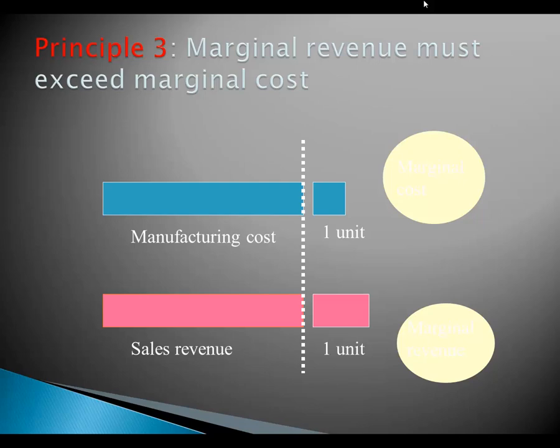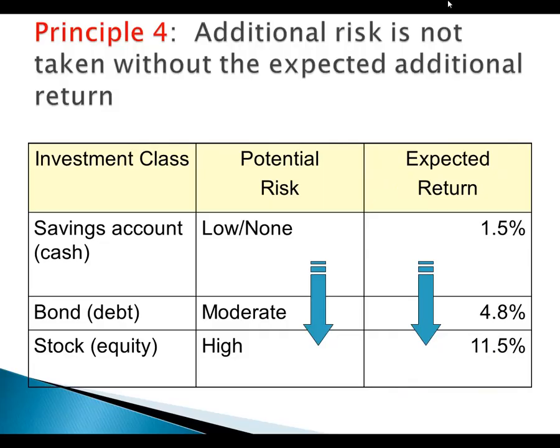As shown in this figure, the marginal revenue must exceed marginal cost. And if you are considering the selection of the high risk alternative, then it should have additional return, otherwise it should not be selected.